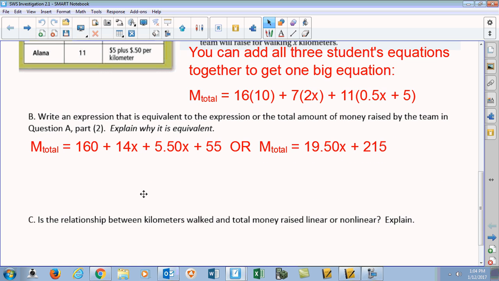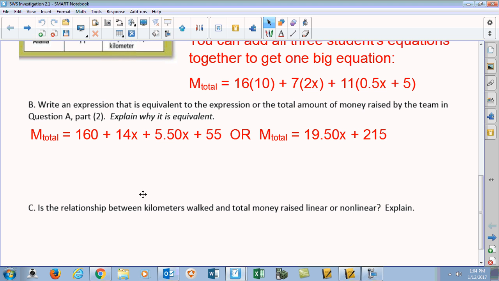So down here in part C, is this relationship between the kilometers walked and the total money raised linear or nonlinear? Well, when you're talking about money, money is dependent upon how far you walk, except for obviously Leanne, because Leanne got a flat pledge.